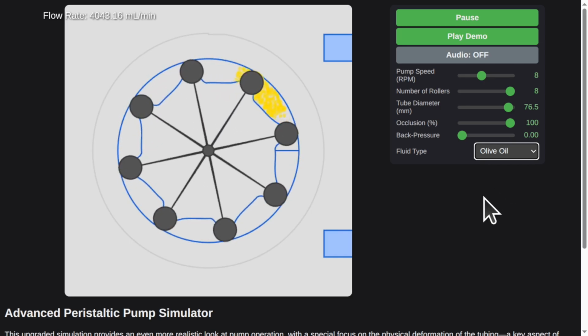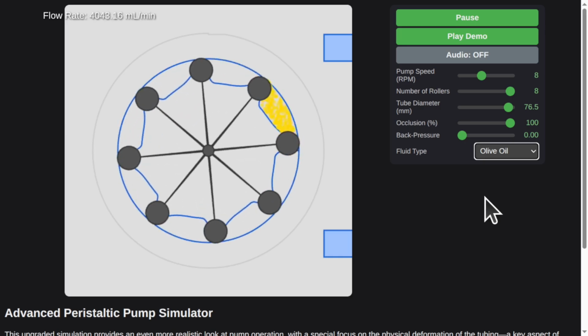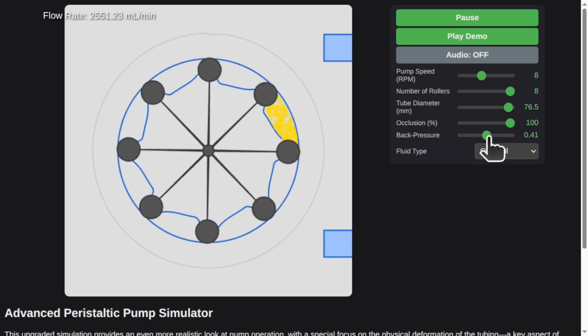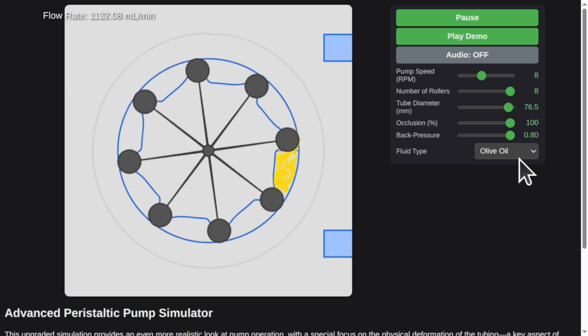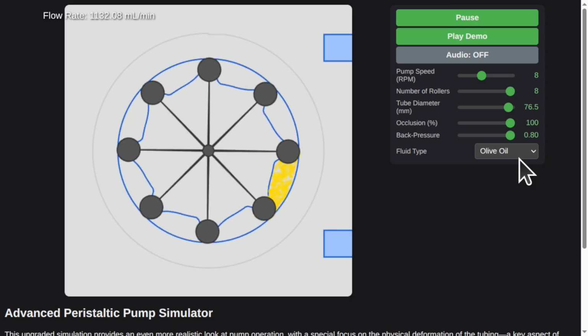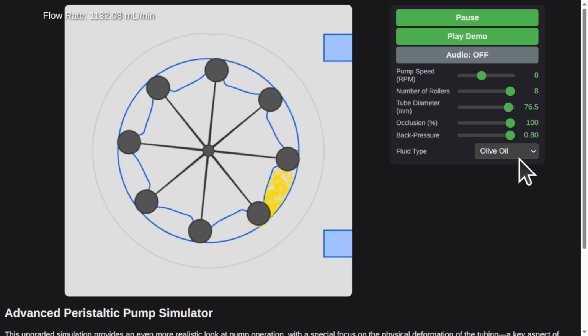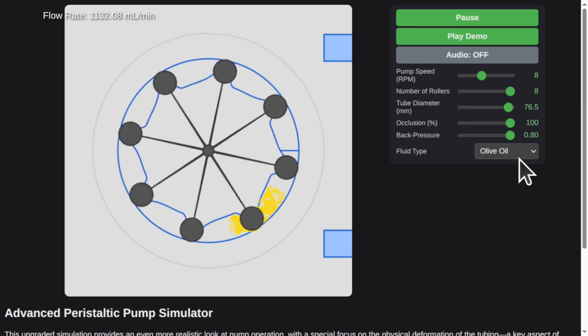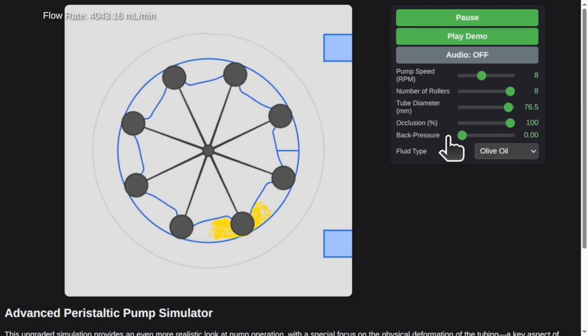Yes, and can you explain the back pressure controller, what it does? The back pressure controller adjusts the resistance the pump works against. When the back pressure is at 0.00, like it is now, there's no resistance, which leads to a higher flow rate.